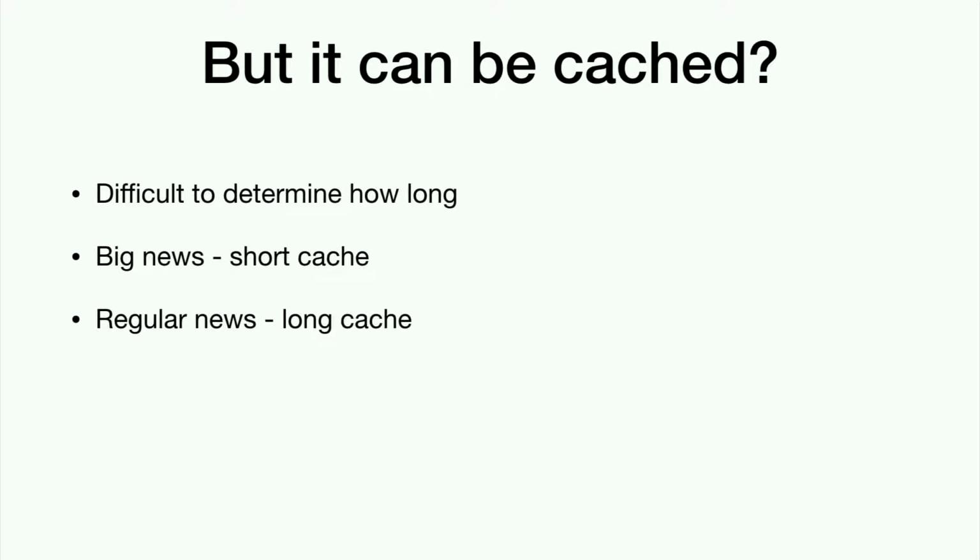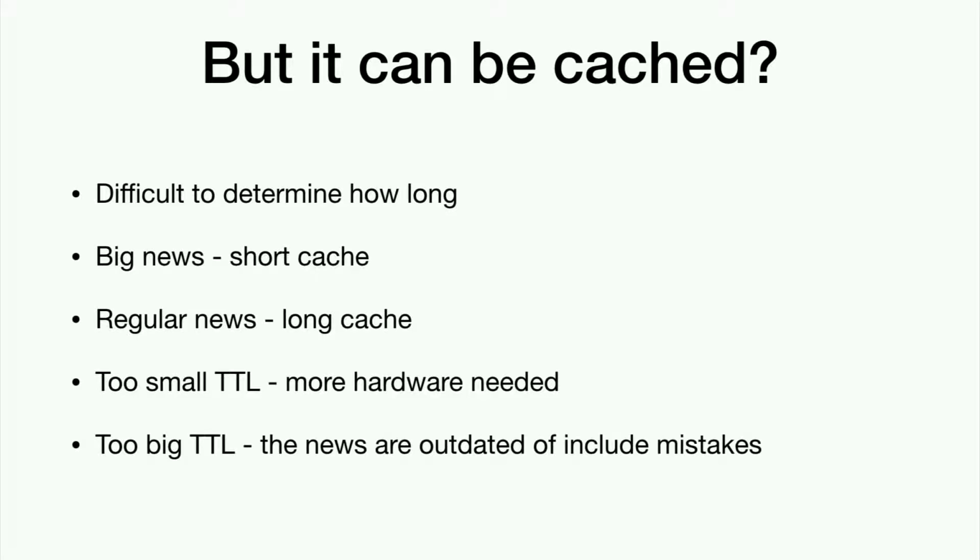If it's some kind of pop star, did whatever, it will not be updated. So that's the regular news, and you want to have a longer cache for that. On the other hand, if you set a smaller TTL, you will constantly hit your database for no reason, right? And that will create a necessity for more resources in your hardware. If it's too big, then your article is going to be outdated if it's constantly updated, and it's going to include mistakes or something like that. So it's going to be not informative for your users.